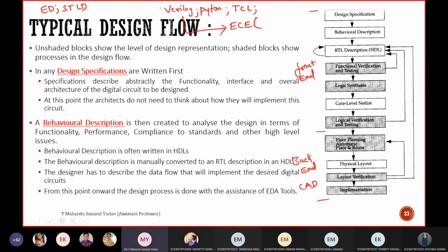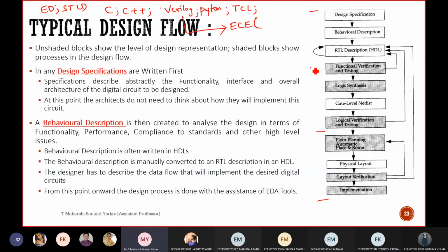So these are some of the prerequisites which you need to have. Be perfect with the subject, and you also need to know some amount of coding. Specifications, behavioral description and RTL description are nothing but writing the code using those four styles, which are gate level, data flow, behavioral and switch level.